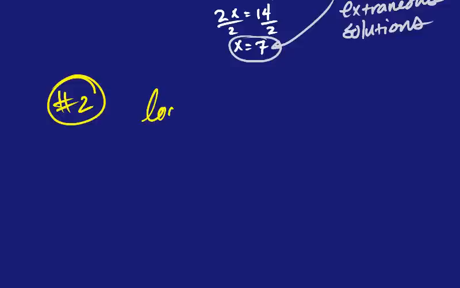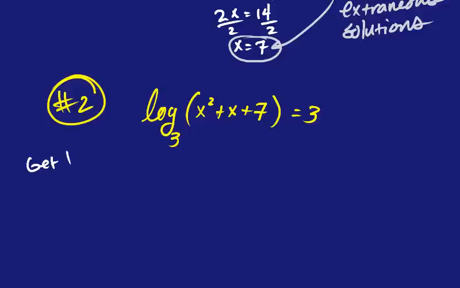Let's take this one for example. Log base 3, and then inside the logarithm is x squared plus x plus 7, equals 3. You're like, what the heck? It looks like a terrible problem, but it's actually not that bad. Since we only have one logarithm in the problem, there's not much you can do. You just have to make sure that the logarithm is alone, and honestly, it's already alone.